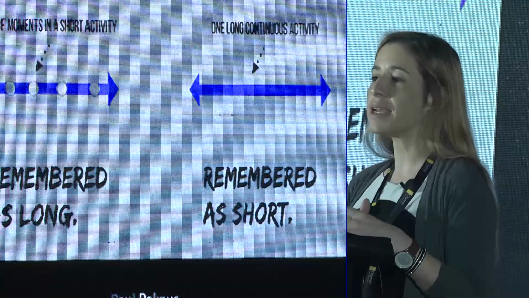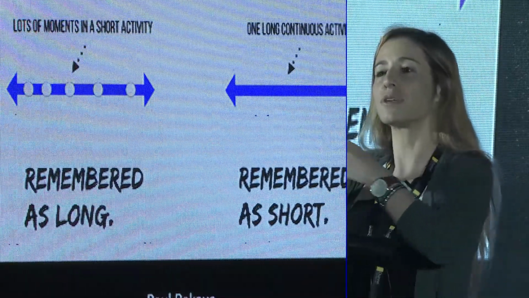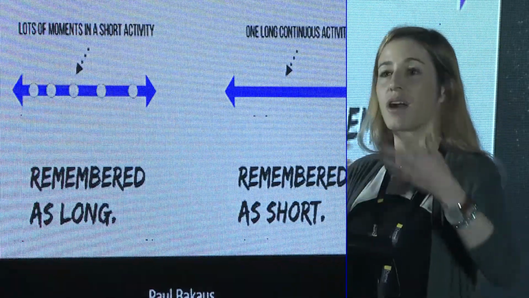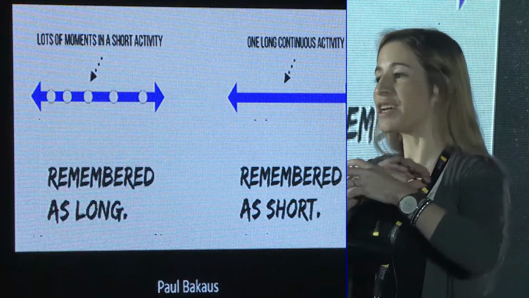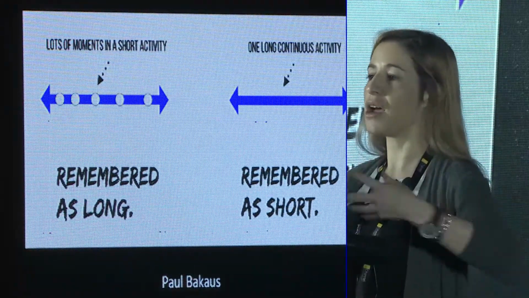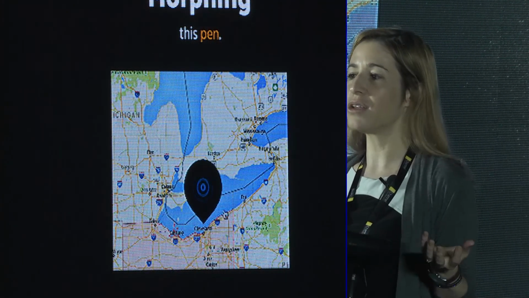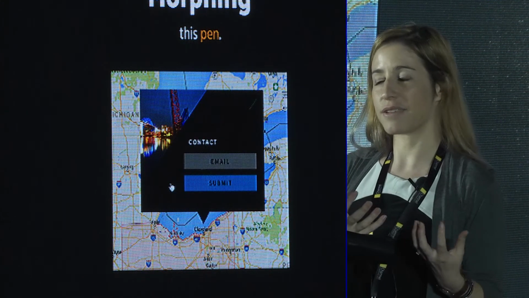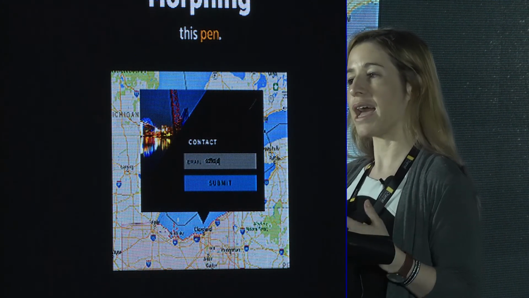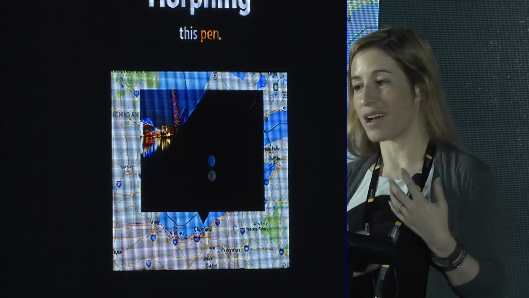He addresses some studies that show that small movements in short activities are perceived as really long because of the cognitive load that it imposes, whereas those same moments captured as a long composition are remembered as short. So I made this pen to show you what that might look like. In this instance, we have a map marker that becomes a contact form. Labels move out of the way to gather input, and they become the loaders that in turn become the success.